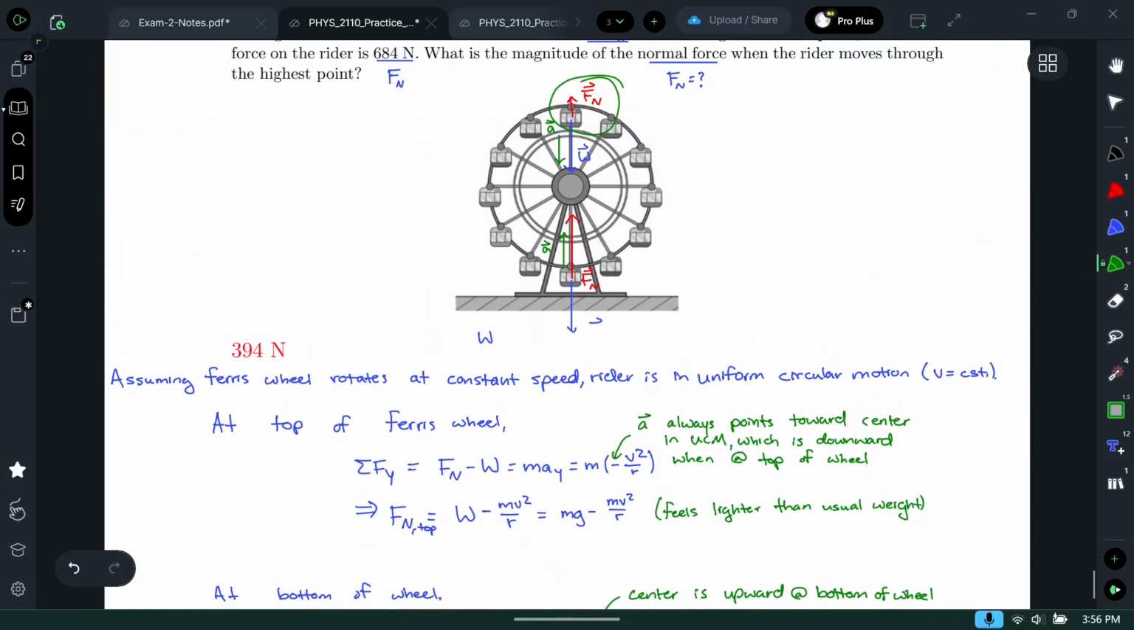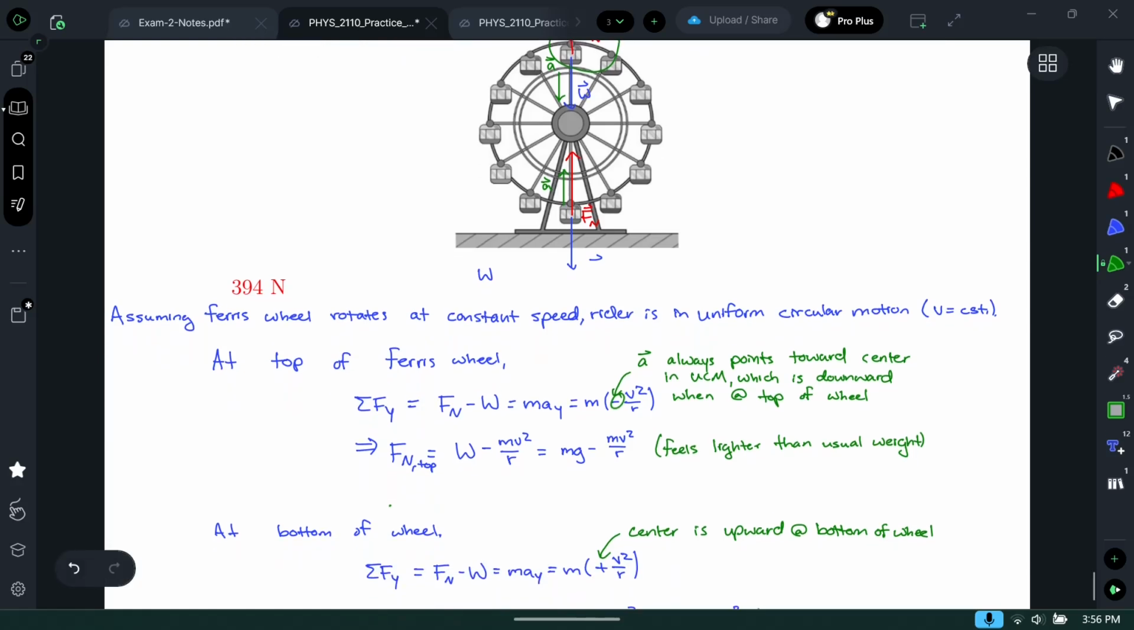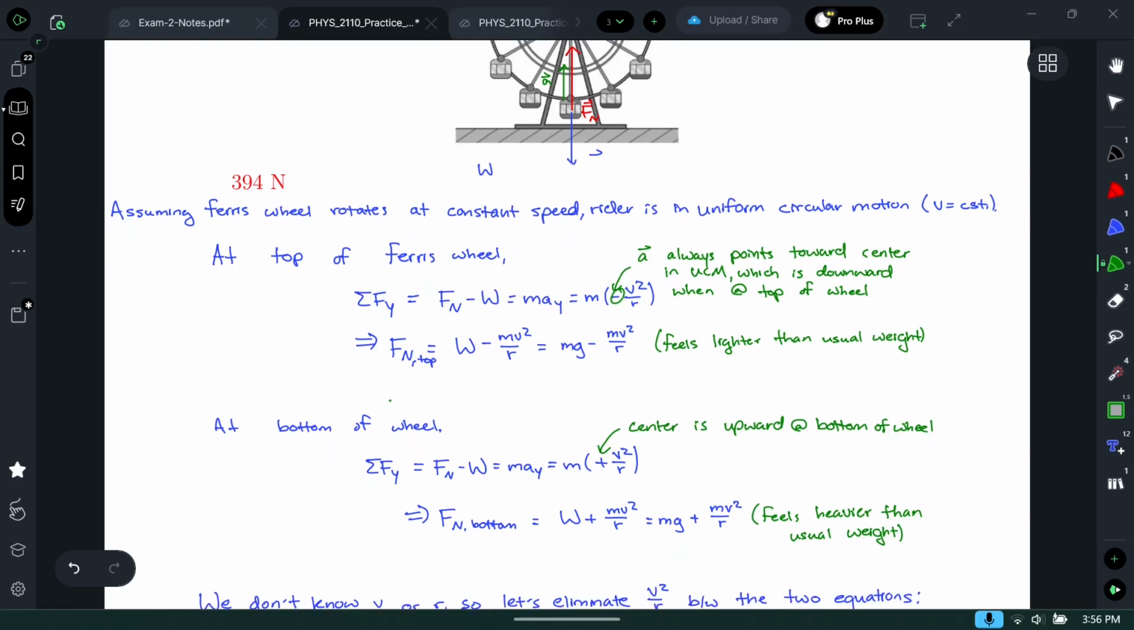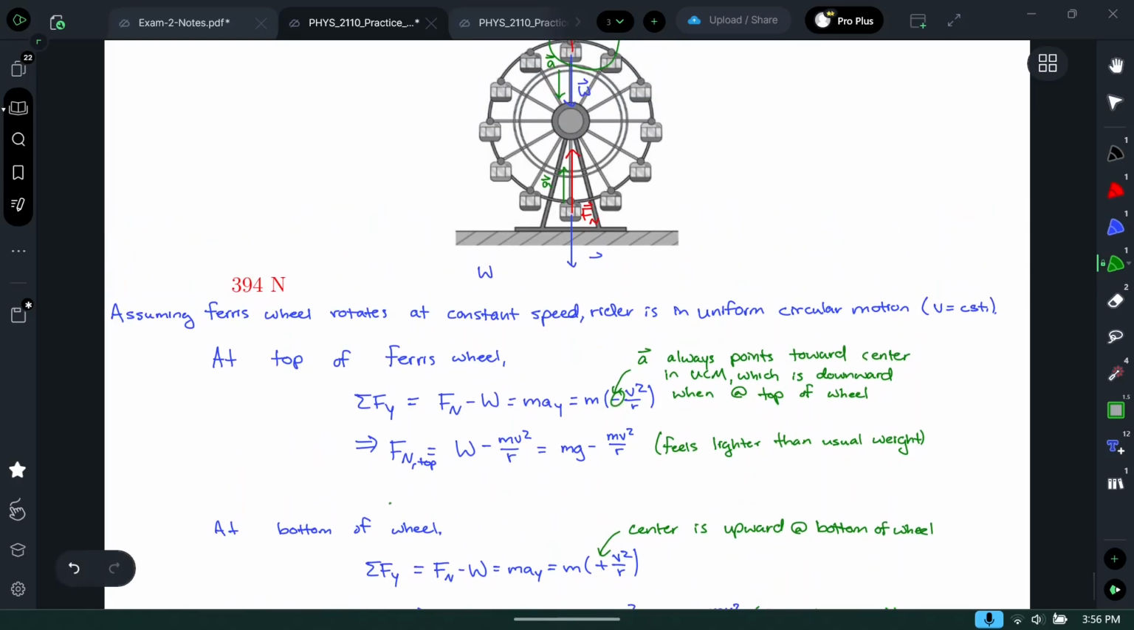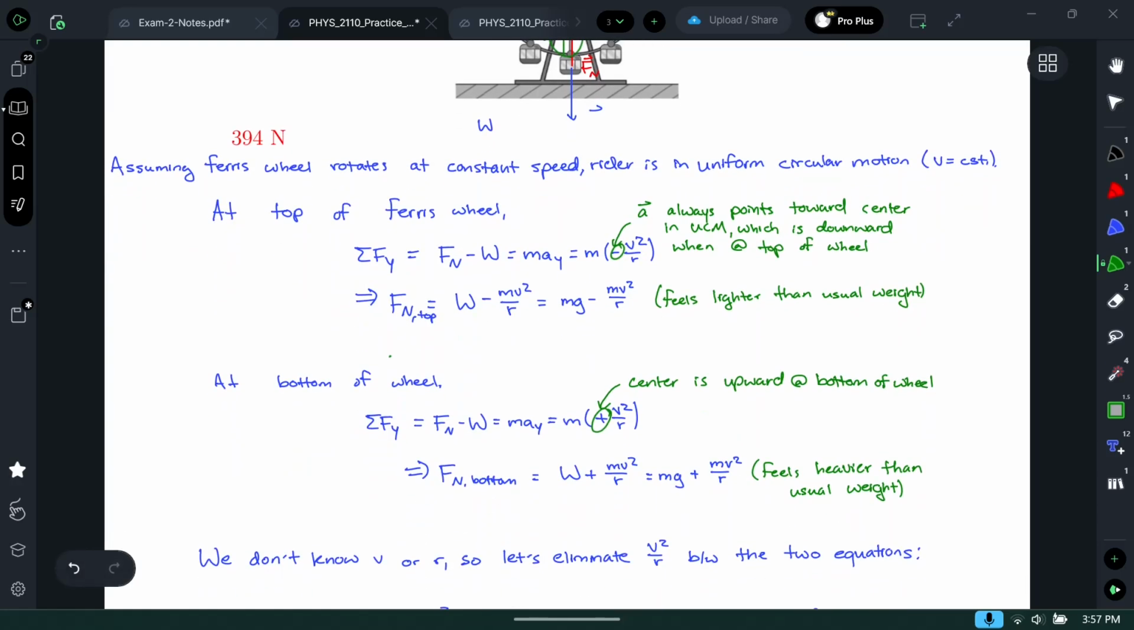Let me look back through what I was doing here. So at the top, we've got our equation for the normal force, because we've got weight acting downward and normal force acting upward. And we have acceleration downward towards the center. That's why this is negative. And I say that means if I solve for Fn top, it's weight minus mv squared over r. At the bottom, I do the same thing, but now my centripetal acceleration is upward because it's still pointing towards the center. And so I solve for Fn bottom. That is this right here.